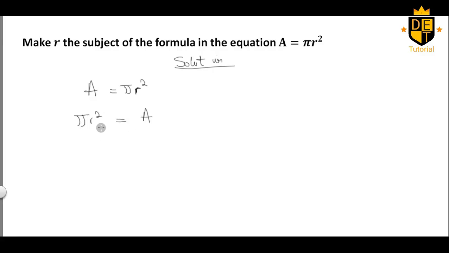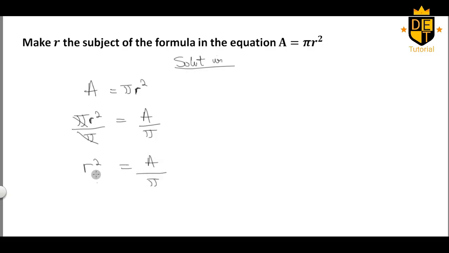The next thing I'm going to do now is to divide both sides of the equation by the coefficient of r squared, which is pi. So this is divided by pi, divided by what? Pi. So that this pi will cancel out this pi, and that will make r squared stand alone. So r squared will be equal to A over pi.